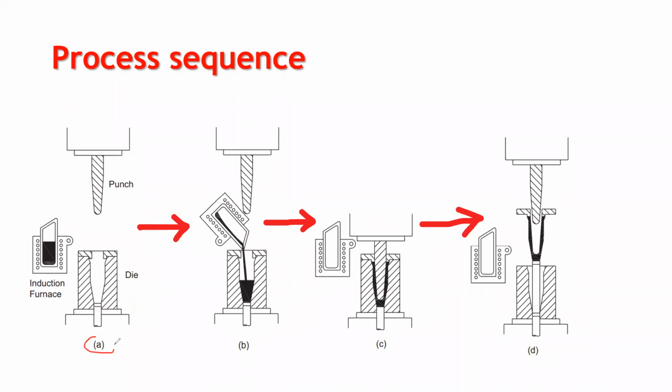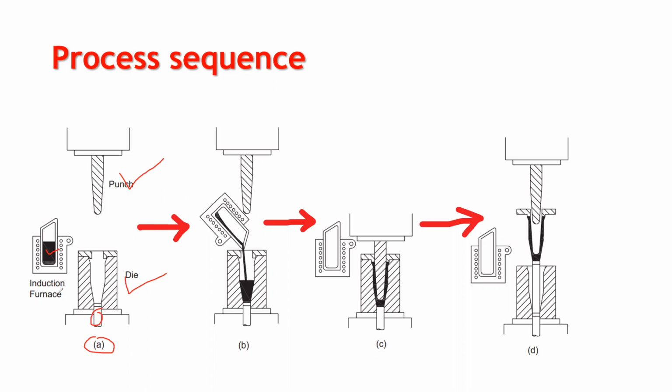In the first diagram, this process consists of a die, a punch, and an induction furnace. The molten metal is kept in the induction furnace, and we also have an ejector pin. Once the solidification is completed, the finished solidified component is separated from the die with the help of the ejector pin. So these are the important elements involved in the squeeze casting process: die, punch, and furnace. In some cases, we use a ladle to pour the molten metal into the die, and also an ejector pin.